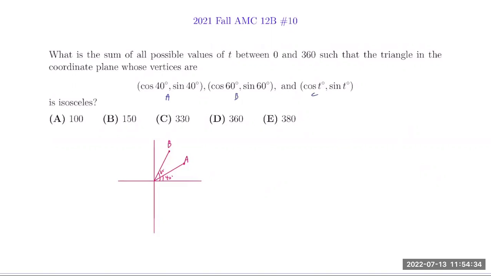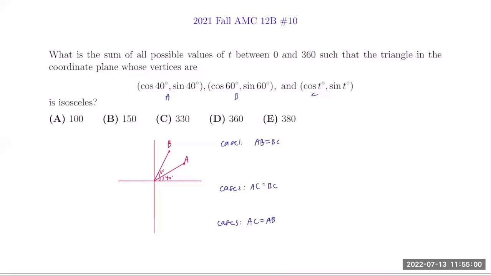In an isosceles triangle, we can either have AB equals BC, our first case. Case 2, AC equals BC, or our third case, AC equals AB. So these are our three cases of pairwise congruent sides of an isosceles triangle.